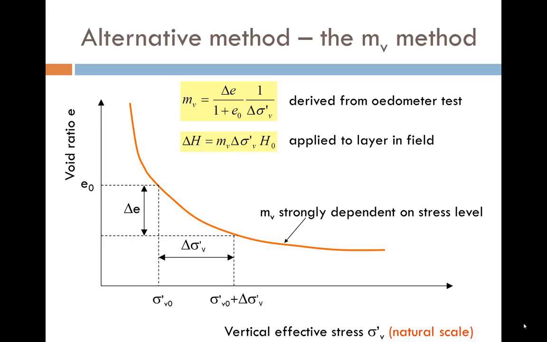Once mv is known from an odometer test, it can be applied to a field layer of thickness H0 using the second equation.